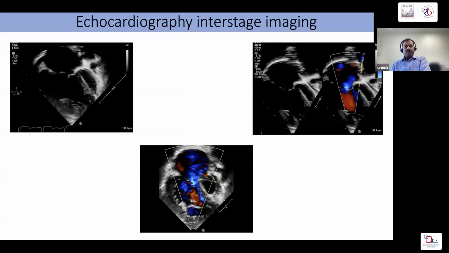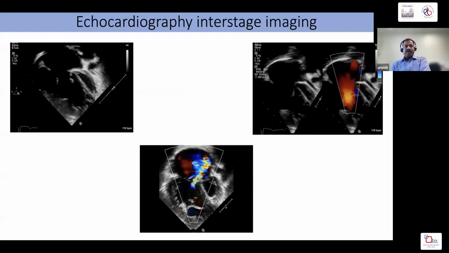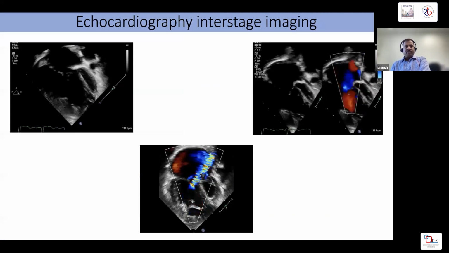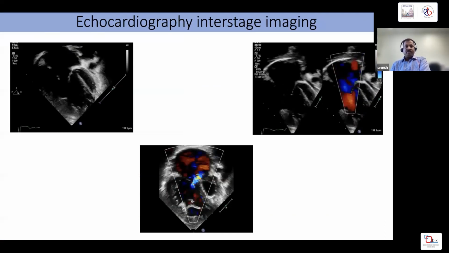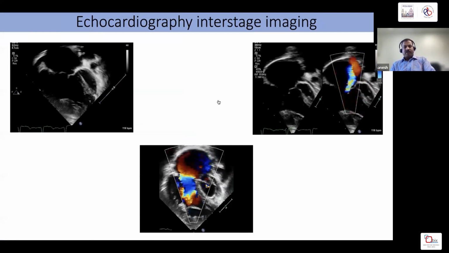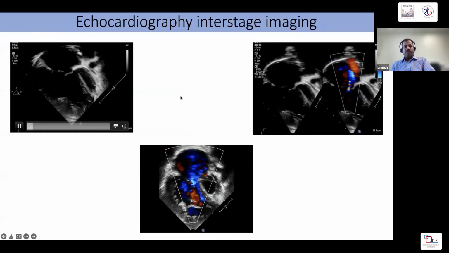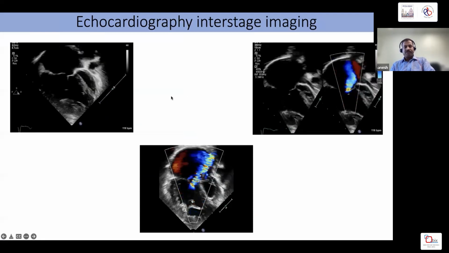In all our patients with hypoplastic left heart, we do echocardiography every week, and these patients spend the interstage in the hospital. As you can see, in this patient, over a time of monitoring, we noticed progressive tricuspid regurgitation and worsening of right ventricular systolic function.